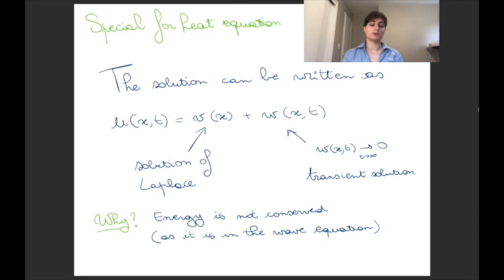This is not true for the wave equation. The wave equation maintains energy, so if there is an oscillation at some point, there are going to be oscillations all the time. You don't have a transient part to the solution. You don't have a part depending on time that tends to 0.